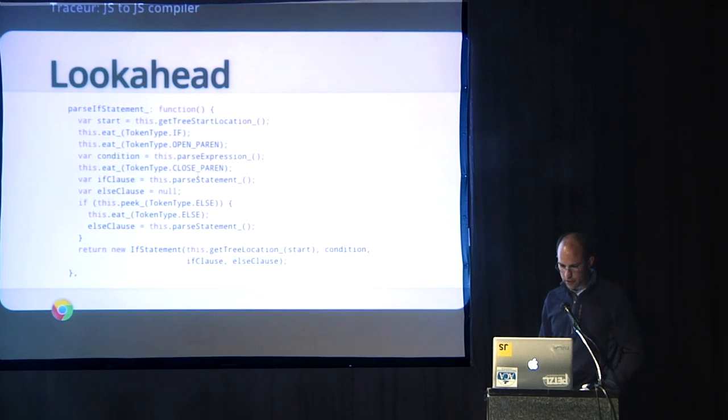You walk through, you just eat the tokens, the token types that you're expecting. The only tricky bit here is that we're peeking for the token to see if there's an else clause or not. And then we build a new node which represents the if statement. So again, not a whole lot of magic here.